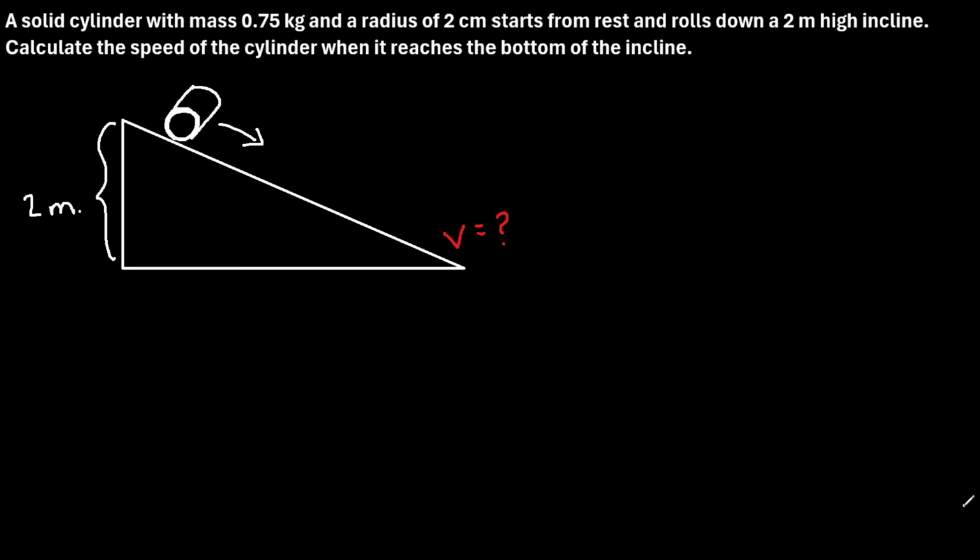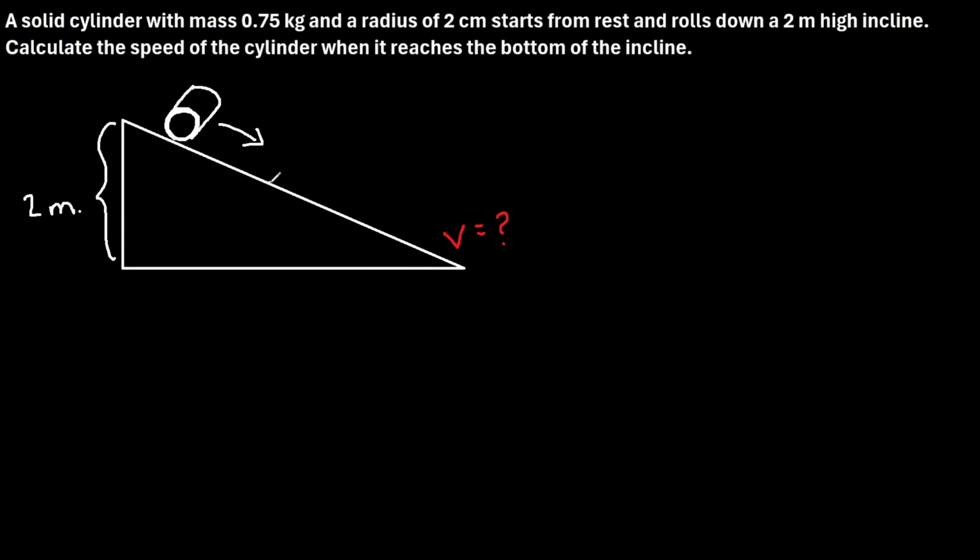In this video, we are going to work through a practice problem that involves rotational kinetic energy. So let's jump right into this example. It says, a solid cylinder with mass 0.75 kilograms and a radius of 2 centimeters starts from rest and rolls down a 2-meter high incline. Calculate the speed of the cylinder when it reaches the bottom of the incline.